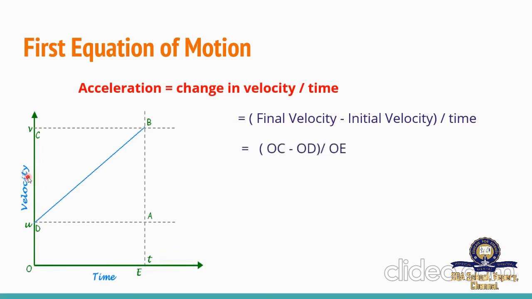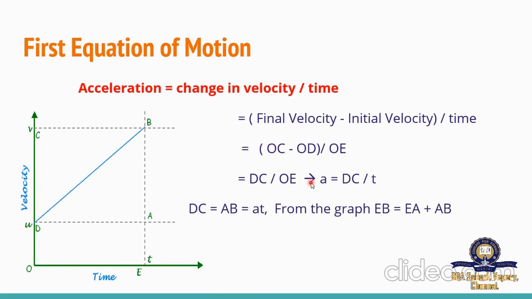So we'll be getting OC minus OD by OE. OC minus OD gives this part, right? When you subtract OD from OC, you will get DC. So OC minus OD can be written as DC by OE. So acceleration is equal to DC by OE, and OE you can mention as T. So acceleration is given as DC by T, or you can write it as DC is equal to AT. Okay?